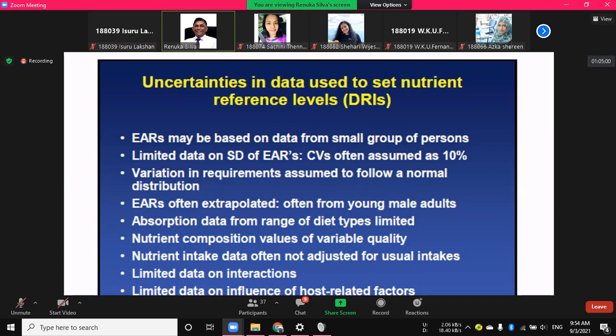Limited data on interactions. Some nutrients interact with some other nutrients. For example, you know that vitamin C enhances the absorption of iron, and calcium interferes with the absorption of iron. So what's the interaction? Have we considered the interactions? Limited data about the host-related factors. Host means your body, you. Some people can absorb, some people can't absorb.